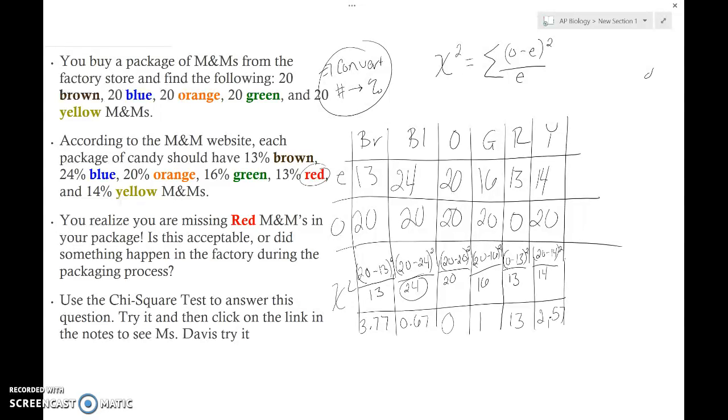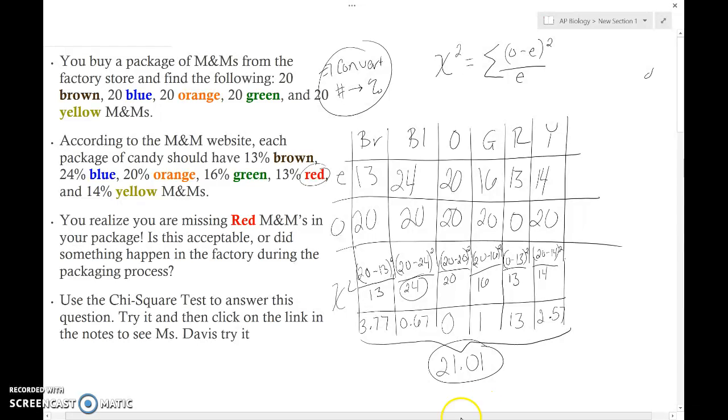Alright, so we filled in the rest of our chart. Now to finalize chi-squared, you're going to take all of your chi-squared numbers here and add them all together. So let's plug those in. We got 3.77 plus 0.67 plus 0 plus 1 plus 13, that one's going to kill us, plus 2.57. So you get a final answer of 21.01. This is our chi-squared value.